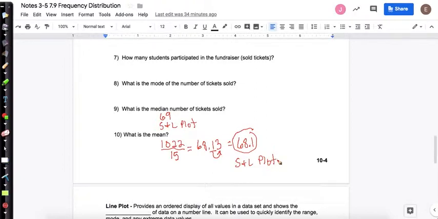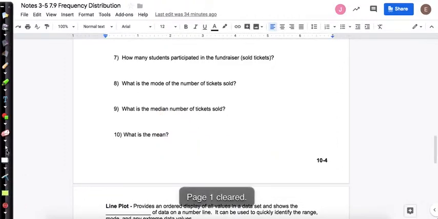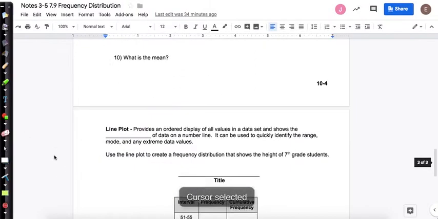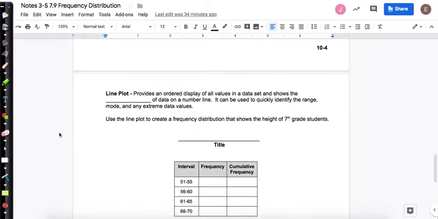Okay, let's look at the last page. So it says line plot. A line plot provides an ordered display of all values in a data set and shows the spread of data on a number line. It can be used to quickly identify the range, the mode, and any extreme data values.